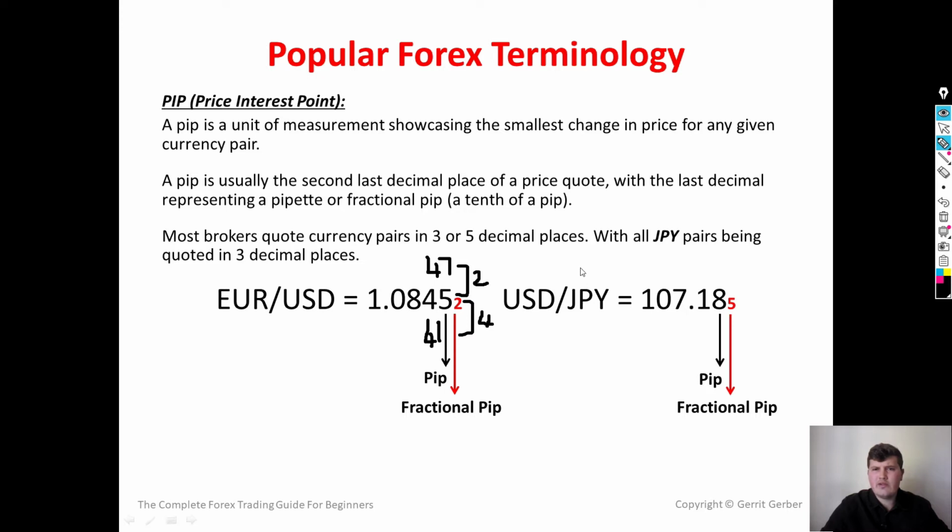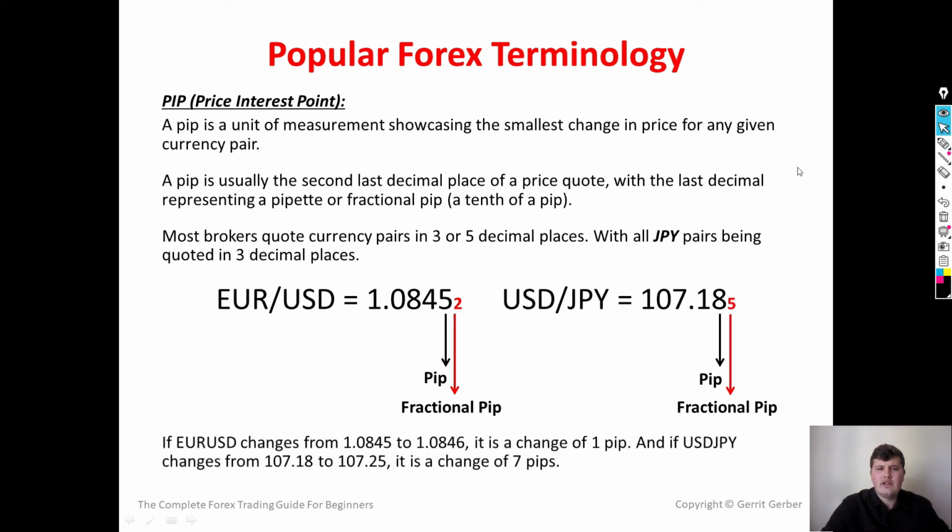Likewise with the dollar Japanese yen currency pair, if this changes to 20, then that's an increase of 2 pips, or if it decreases to 15, then that is a decrease of 3 pips. So that in essence is how pips are shown in the Forex market. It just shows the change in price quote of a given currency pair.